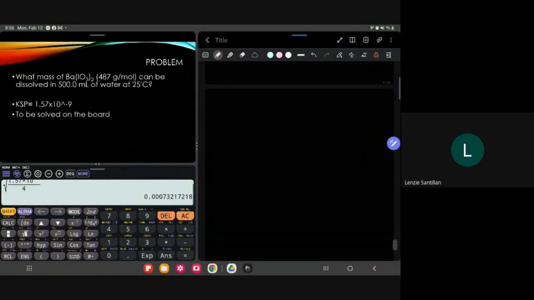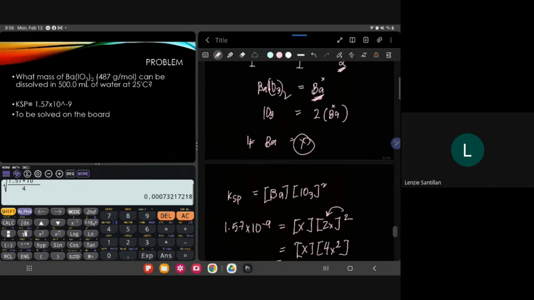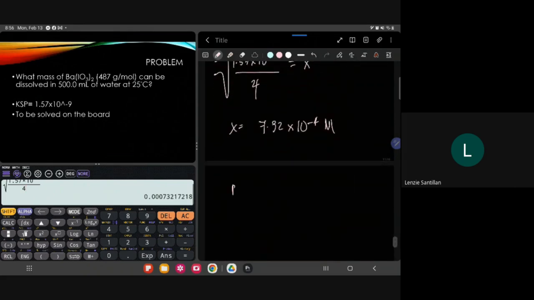Sino ba yung X, guys? Sino ba yung X? Remember, si X ay si barium. So the value of your barium is 7.32 times 10 raised to negative 4. And the value of your iodate, ang sabi dyan is 2 times ng inyong barium. So 7.32 times 10 raised to negative 4.